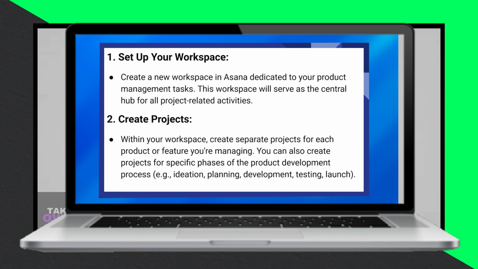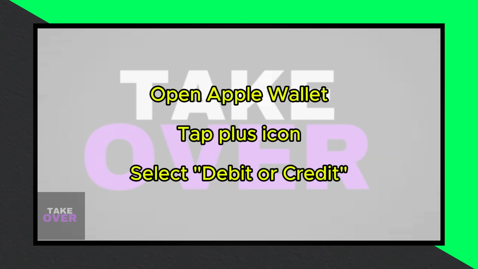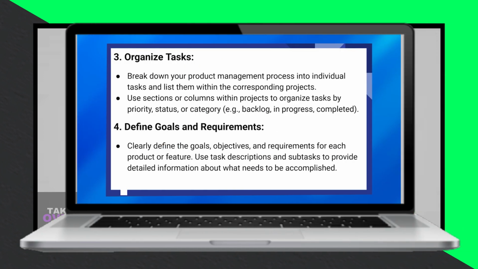You can also create projects for specific phases of your product development process. Break down your product management process into individual tasks and list them within the corresponding projects. Use sections or columns within projects to organize tasks by priority, status, or category. Clearly define the goals, objectives, and requirements for each product or feature. Use task descriptions and subtasks to provide detailed information about what needs to be accomplished.